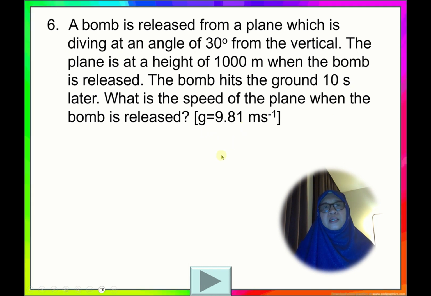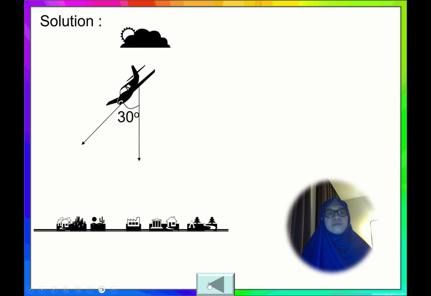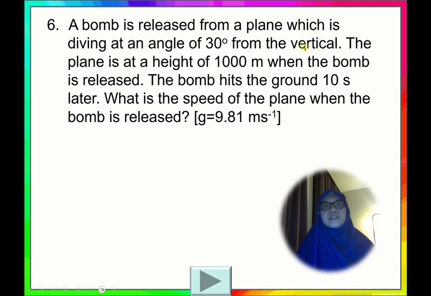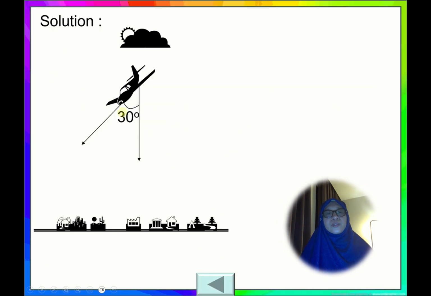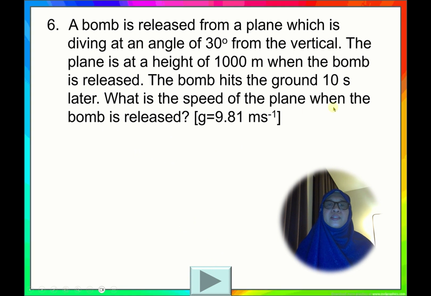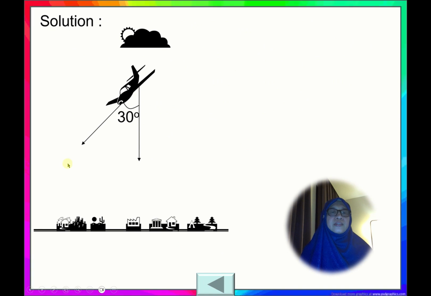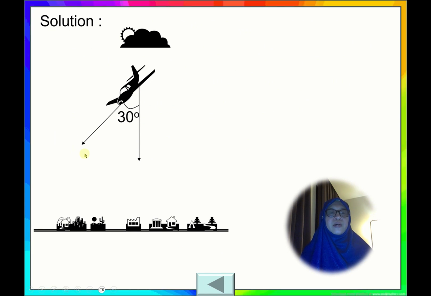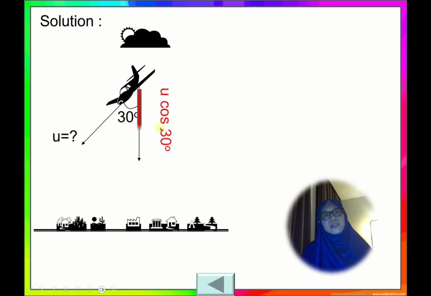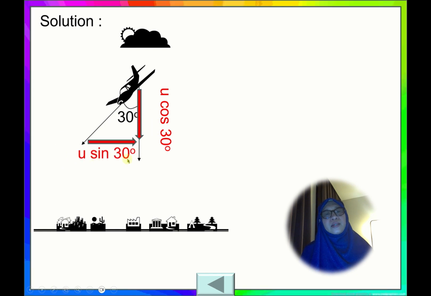Okay, the diagram is not given, but you can imagine it like this. The angle made is 30 degrees from the vertical. So look at the question, 30 degrees from the vertical. So this is where the angle is. We are going to find the speed of the plane when the bomb is released. The speed is in this direction, so this is what we are going to find, the u. Look at this diagram. The components of u are u cos 30 degrees and u sin 30 degrees.